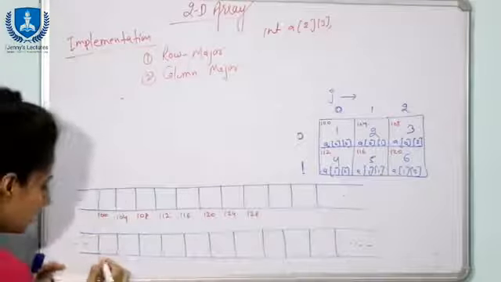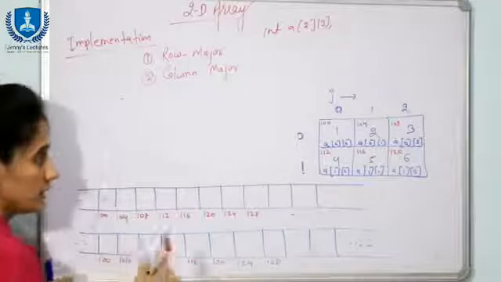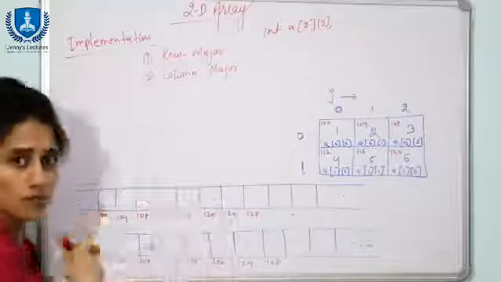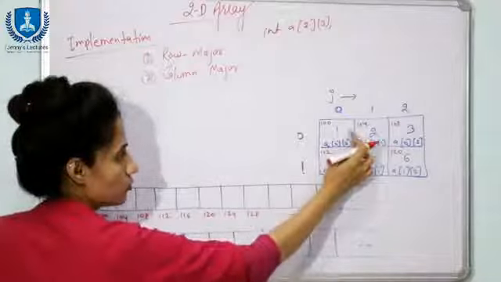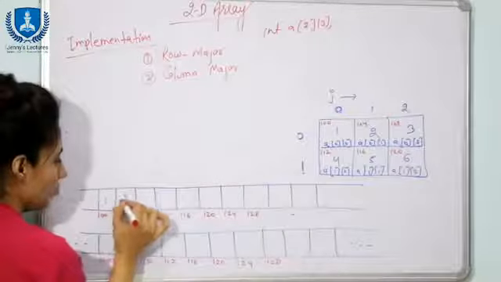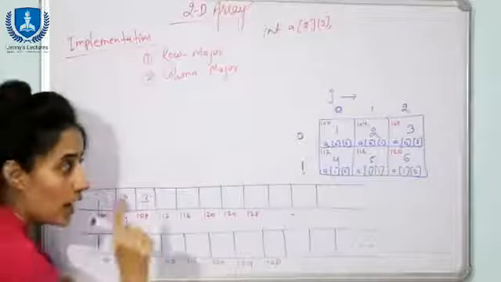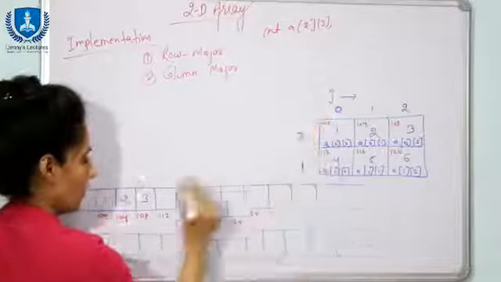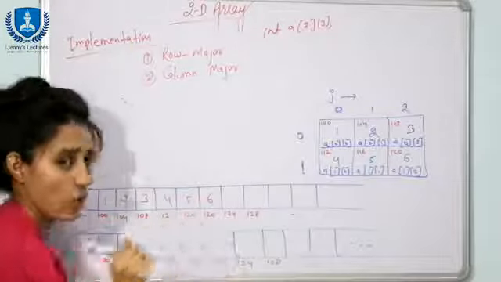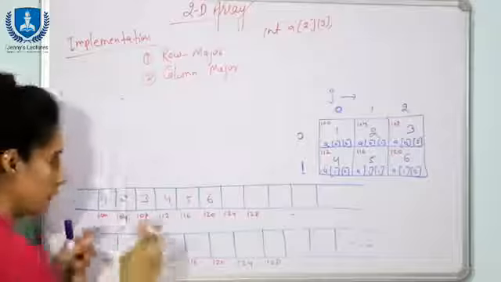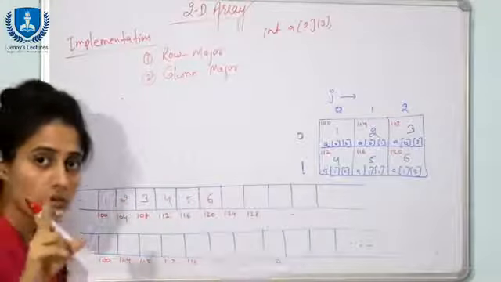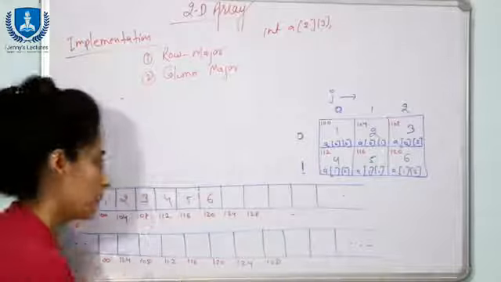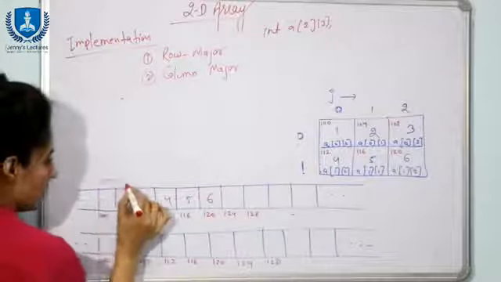Fine. Now see, in row major, first of all the first row is stored. The first row has 3 columns, values 1, 2 and 3. After that, the next row is stored, 4, 5 and 6. But you have to take care that the data is stored in continuous, consecutive locations. Fine. That is the property of an array. So this is what?